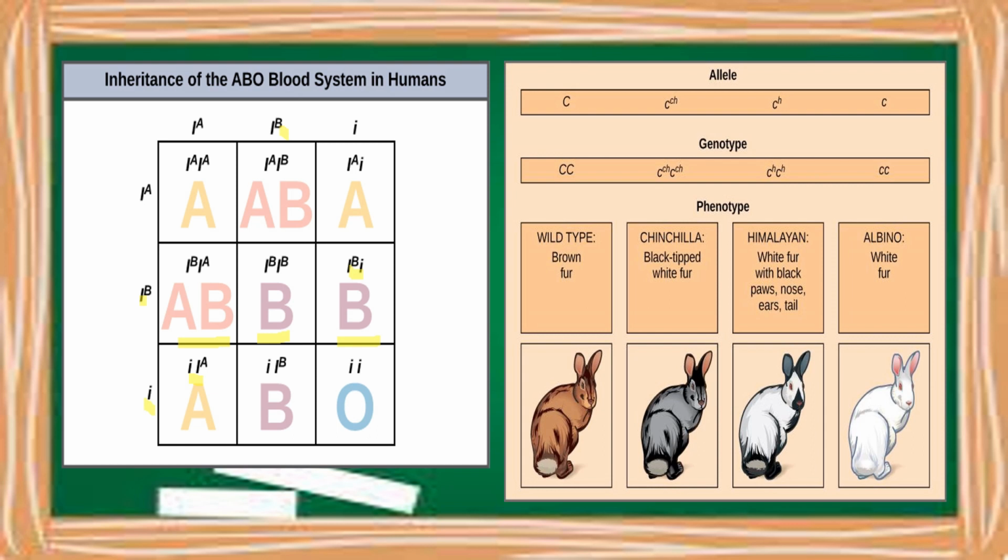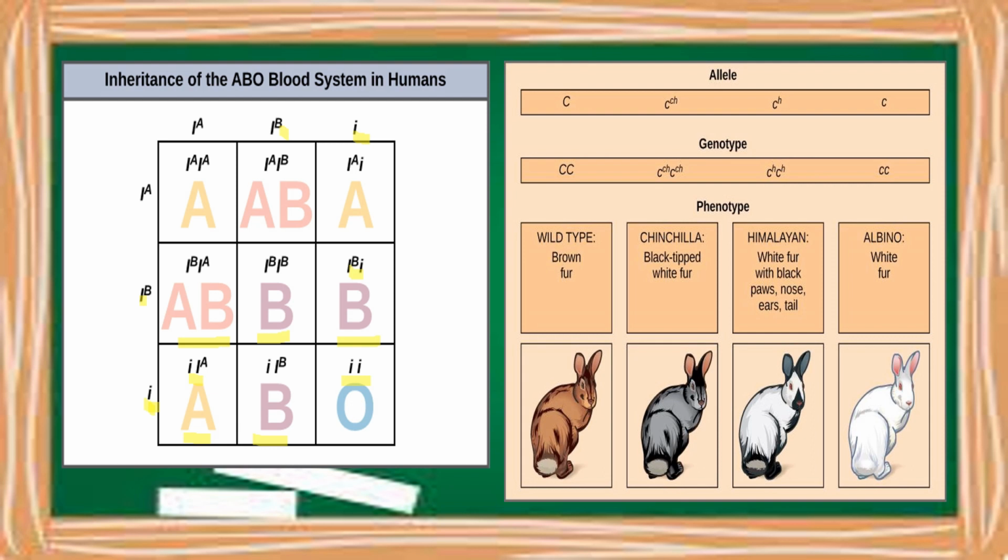Then next, I and B. Since B man ang dominant, type B ang bata. Then, I and I will have 2 small I. So, ang bata will have type O na blood.